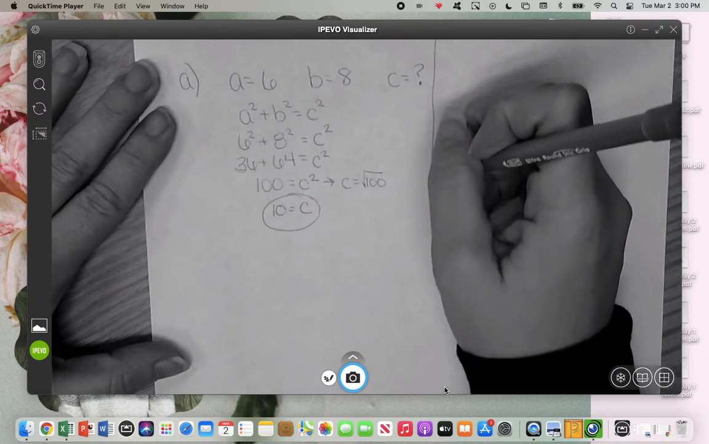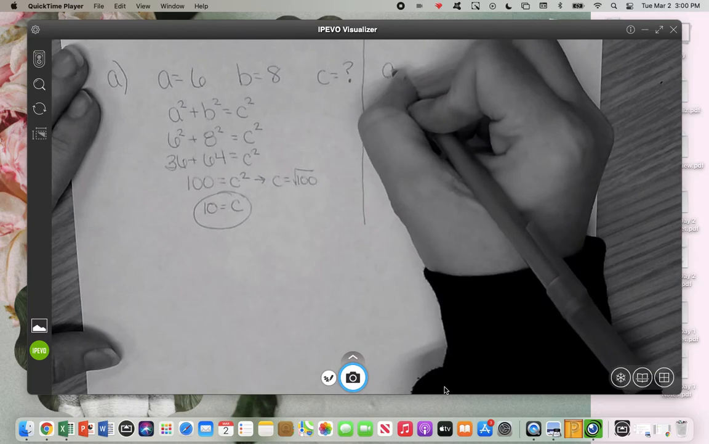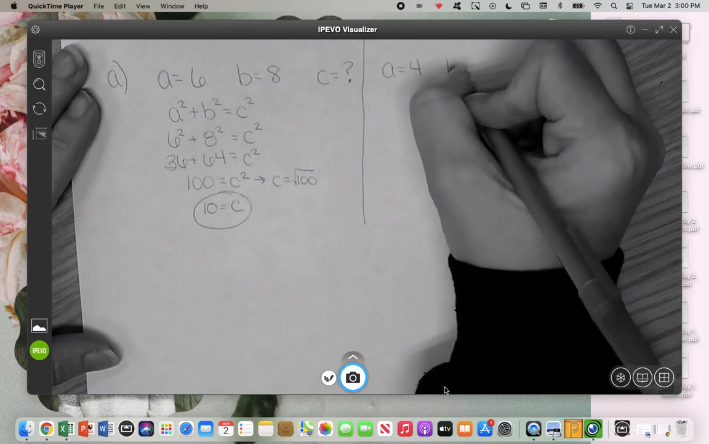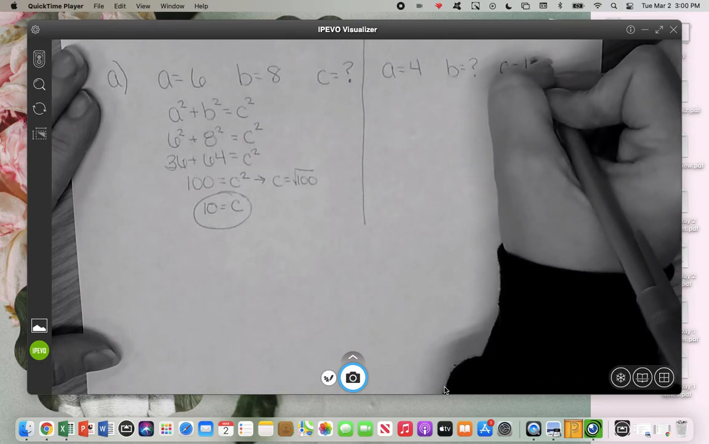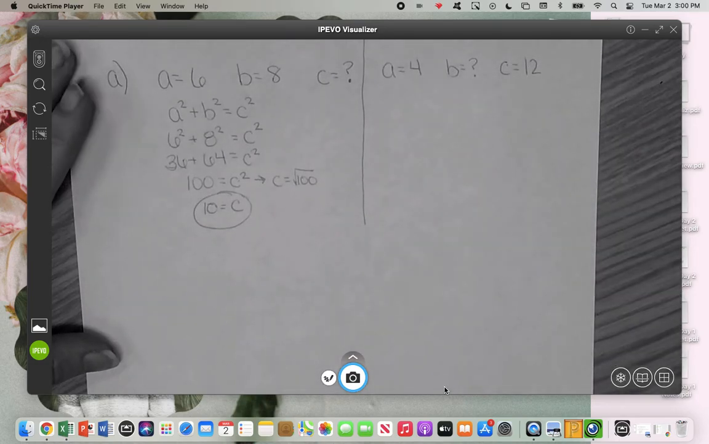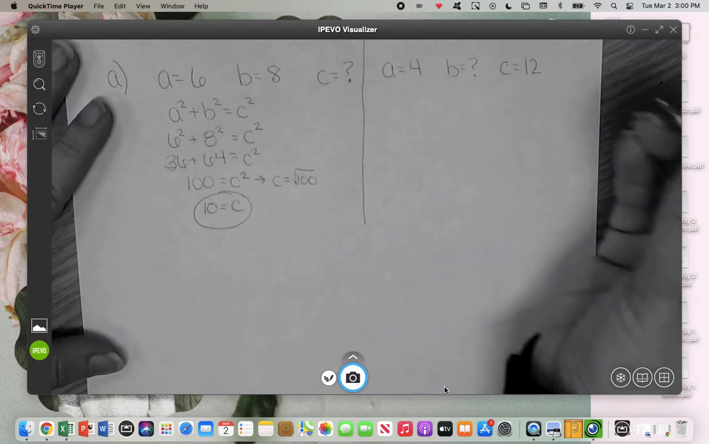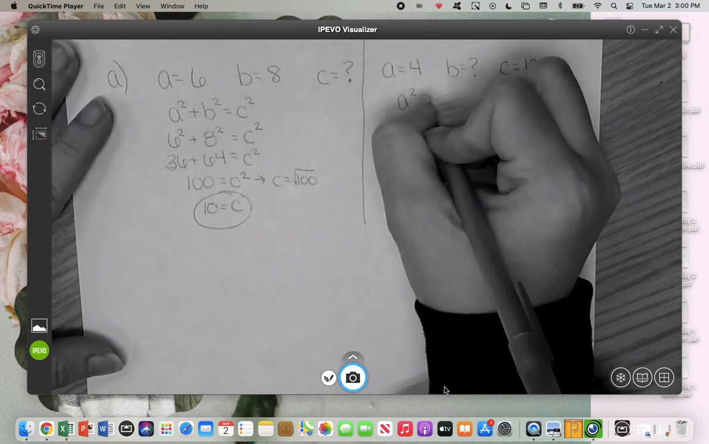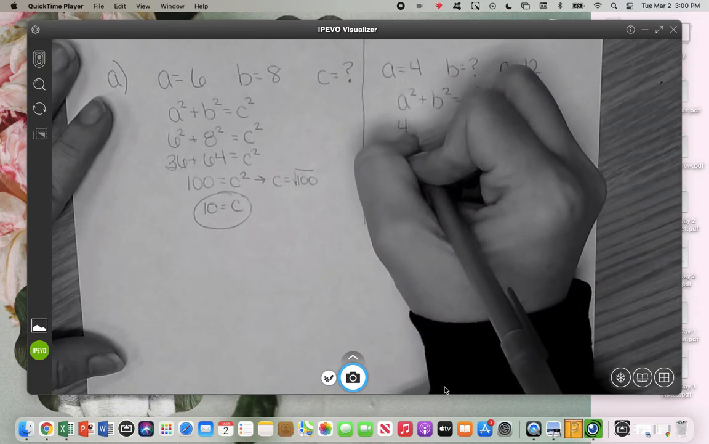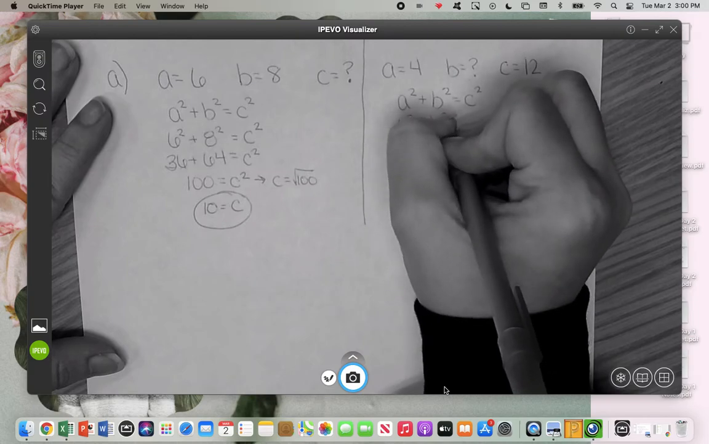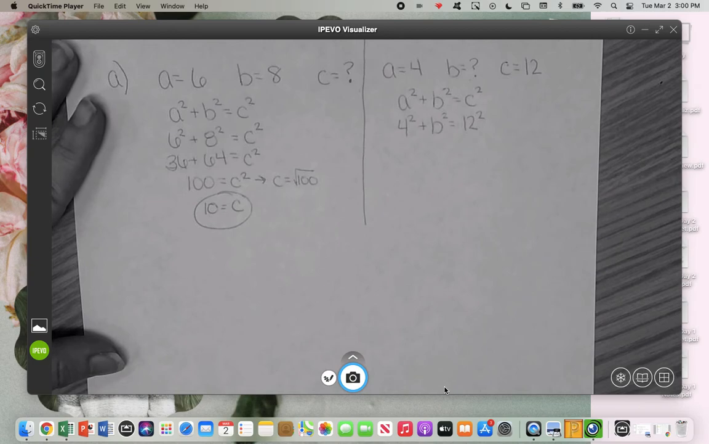Now let's do another one like that, and I'm going to just scoot over. This time let's go A is 4. Let's just say we don't know what B is, and C is 12. So we are still going to do the Pythagorean theorem, but this time our B value is unknown. So we're still going to plug into our formula. We know A is 4, and we know C is 12. So 4 squared plus B squared is 12 squared.